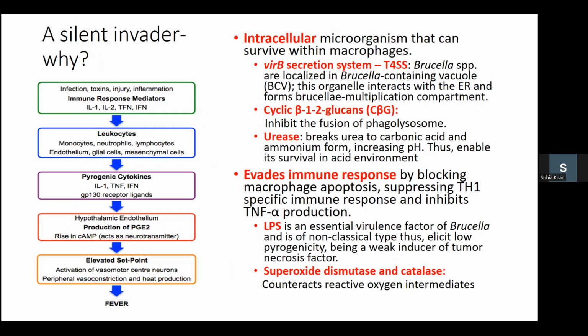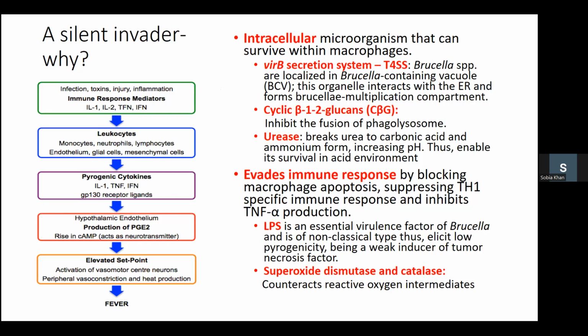Because usually when toxins or antigens enter the body, there is a leukocytic response and pyrogenic cytokines are released, which include interleukin-1, tumor necrosis factor, and interferons. They act on the hypothalamic endothelium to produce prostaglandin E2, which in turn raises the cyclic AMP, activates the set point, which causes vasoconstriction and heat production in the body and elicits fever, and other immune responses. So why is Brucella able to evade all of these responses?